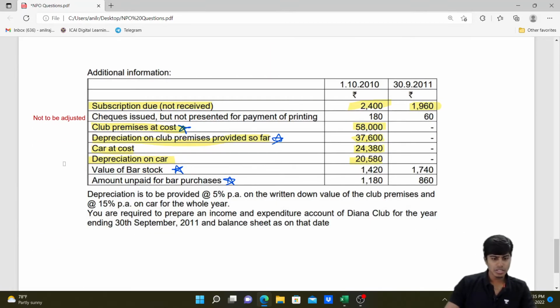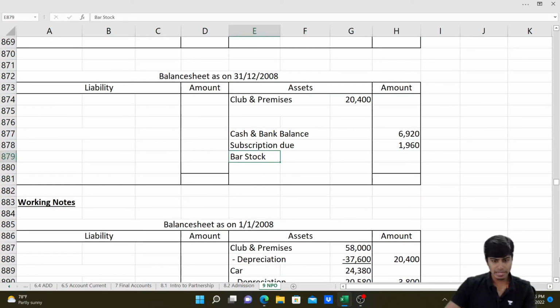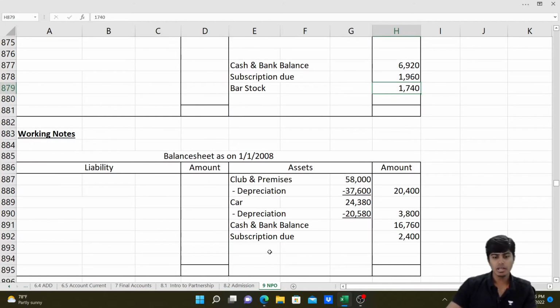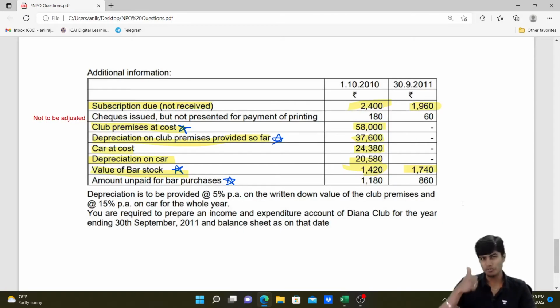So then value of bar stock, opening 1,420, closing 1,740. Let's write this in opening and closing balance sheet as well as in our bar stock account. So this is our balance sheet. I'll write bar stock 1,740 in the closing balance sheet, and in the opening balance sheet also I'll write bar stock 1,420. So quickly come down to bar stock account. This is a working note. Debit side to balance brought down 1,420. And on the credit side, bar stock account 1,740. So we've done both 1,420 and 1,740. Got it? Great. What do we have after that?